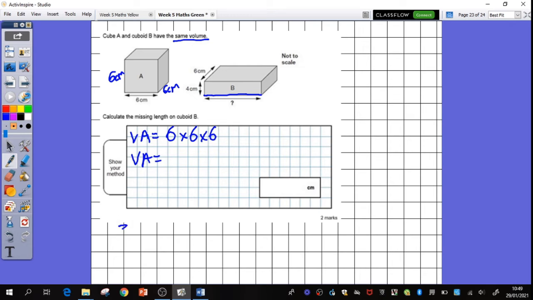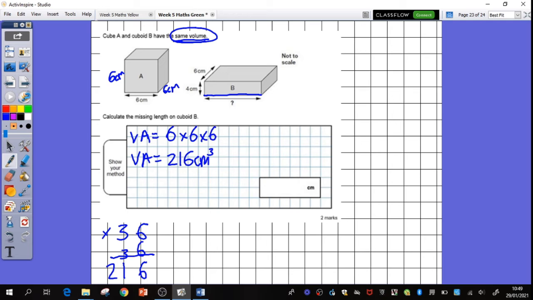I'm just going to do a quick column method down here. 6 times 6 is 36. 6 times 3 is 18. Add that 3, 21. So the volume of cube A, and therefore cuboid B, because they have the same volume, must also be 216 centimetres cubed.